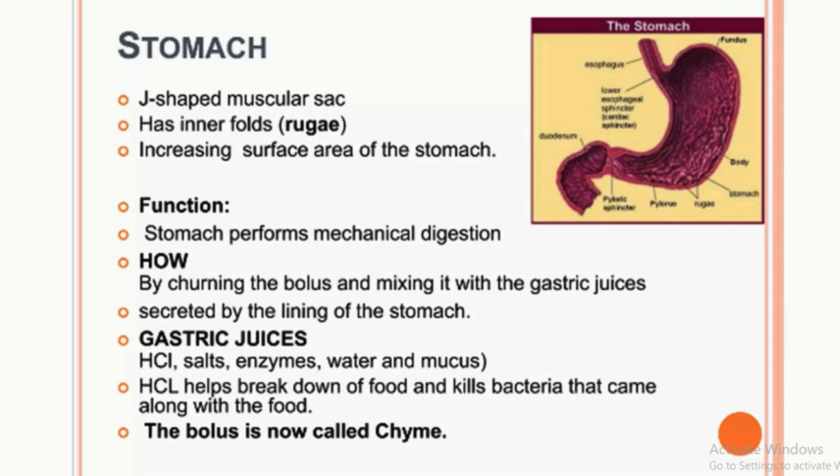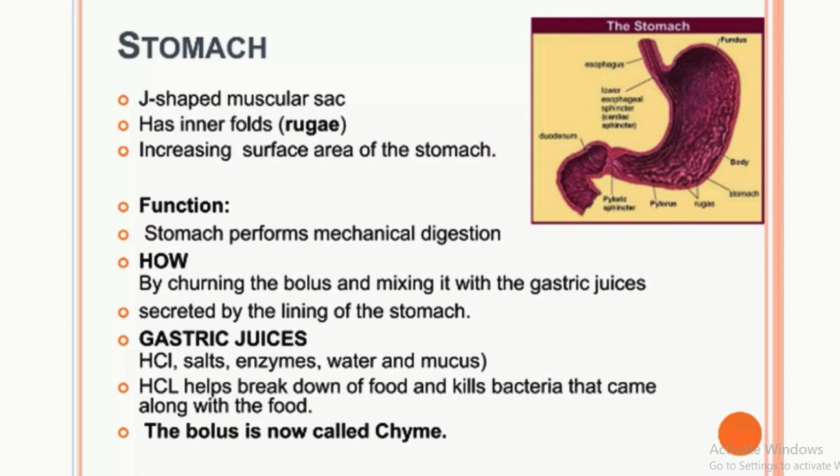So what is the function of the stomach? The stomach performs mechanical digestion. And how does it do the mechanical digestion? By churning the bolus and mixing it with the gastric juices. For example, by secreting some juices, it will churn the bolus. When the bolus enters the stomach, it will secrete some gastric juices.